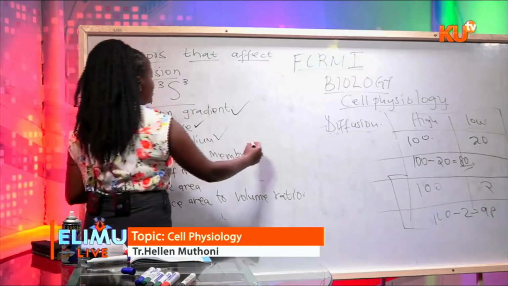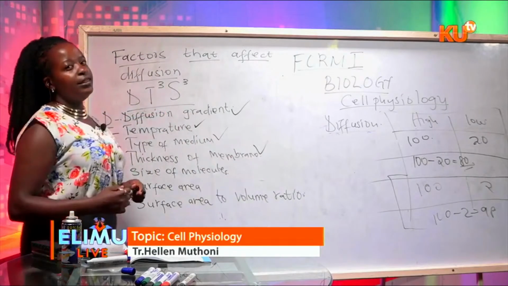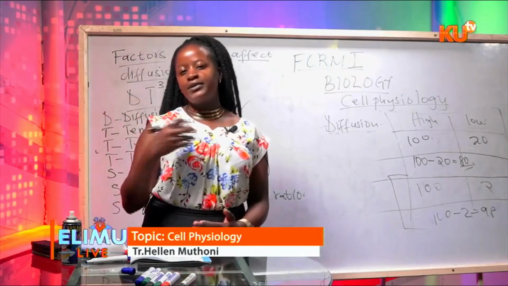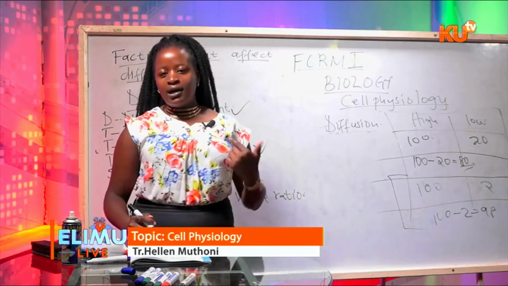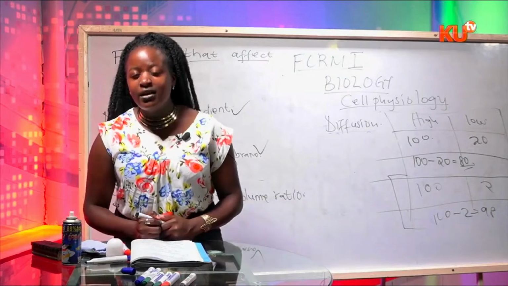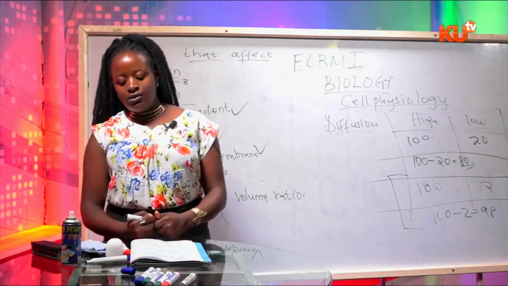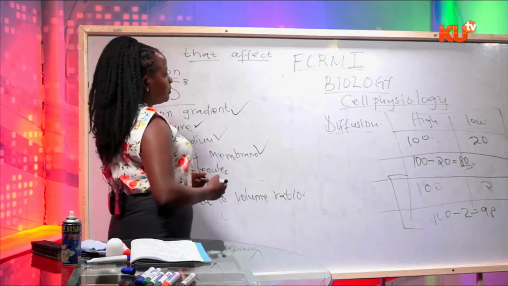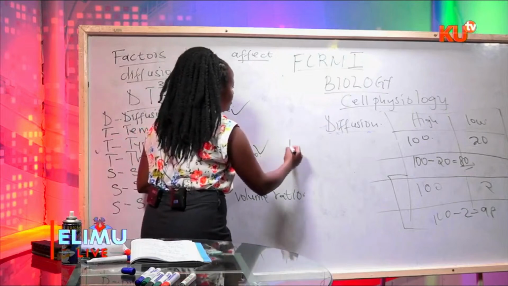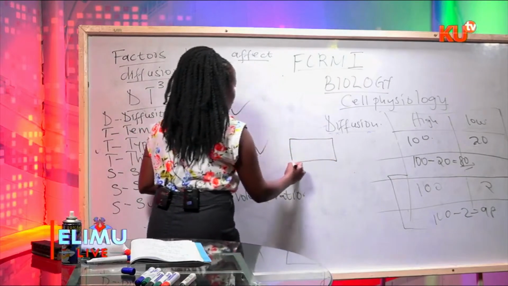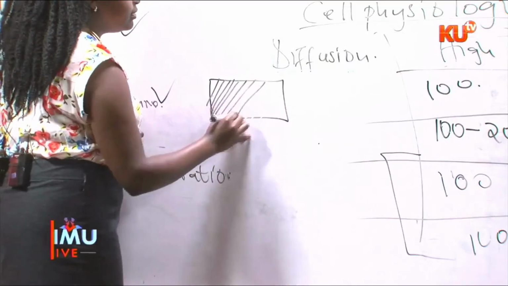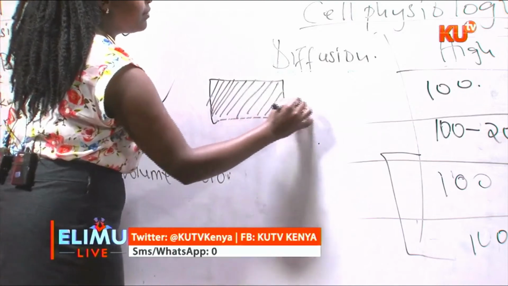The other one is thickness of membrane. Now a membrane, for example, a cell membrane, as we looked at when we were beginning, can either be thick or thin. So we're going to draw two membranes. The first one will be a thick membrane. Thick means that the space in between the both sides is great. Now this is a thick membrane.